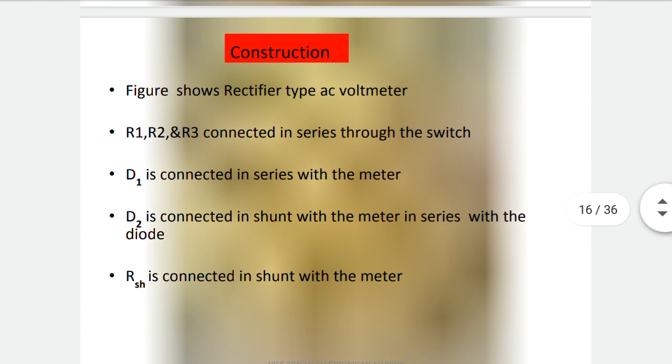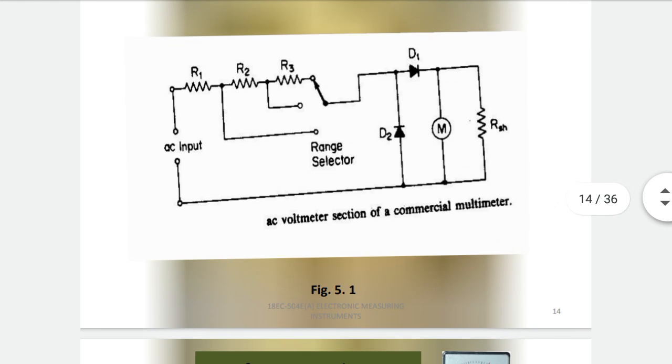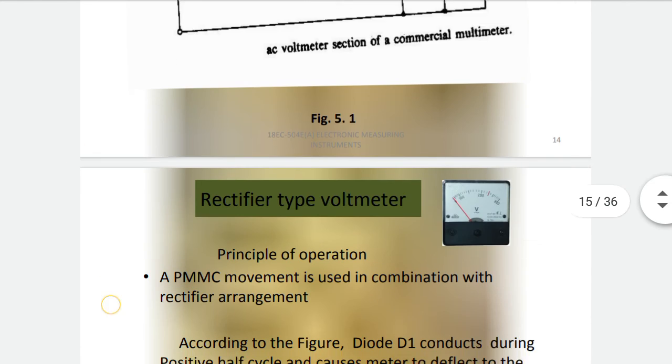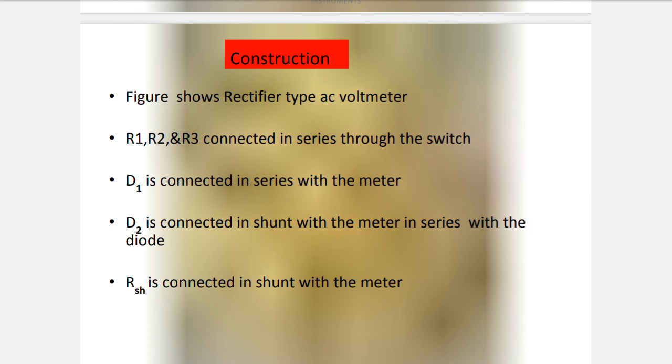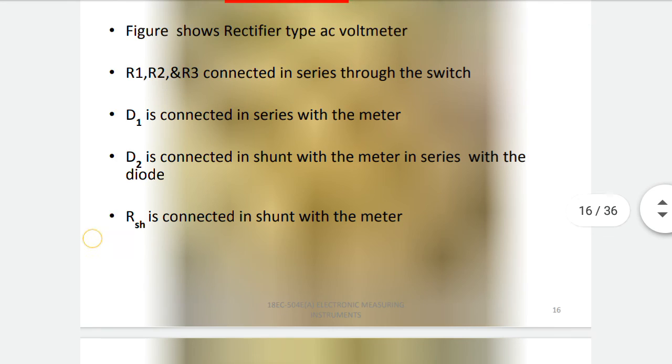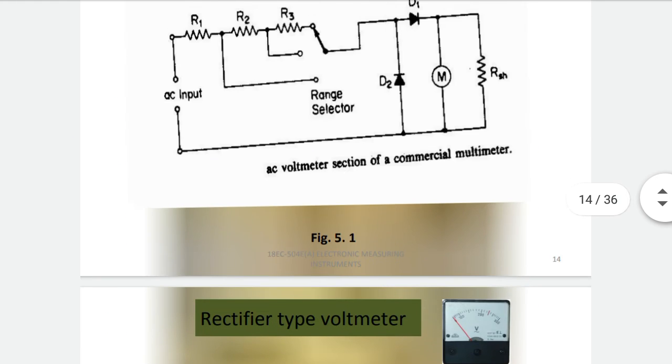Now coming to the construction, you can see the figure. R1, R2 and R3 are connected in series through the switch. There is a selector switch, and D1 is connected in series with the meter, and D2 is connected in shunt with the meter in series with the diode. RSH is connected in shunt with the meter. You can see here.